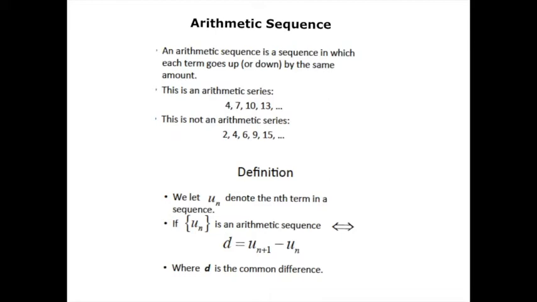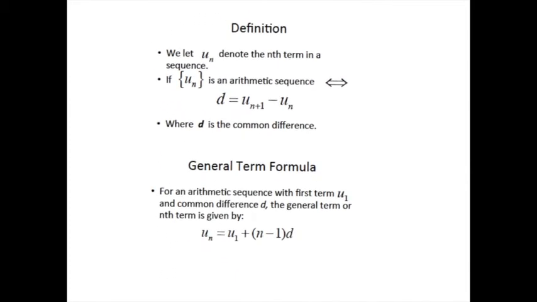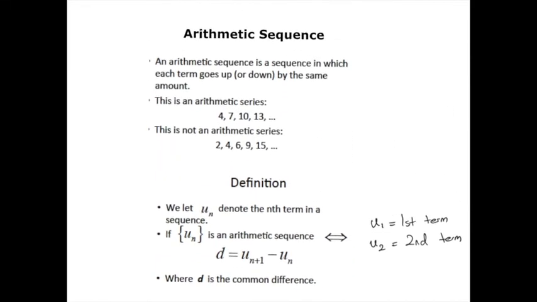Is everyone okay? Beautiful. Now, the definition: we let U_n denote the nth term in a sequence. So that means U1 would be the first term. Does that make sense? U2 would be the second term, and so forth. In the sequence above, 4 was U1, 7 was U2, 10 was U3. Is everyone okay? Make sense?